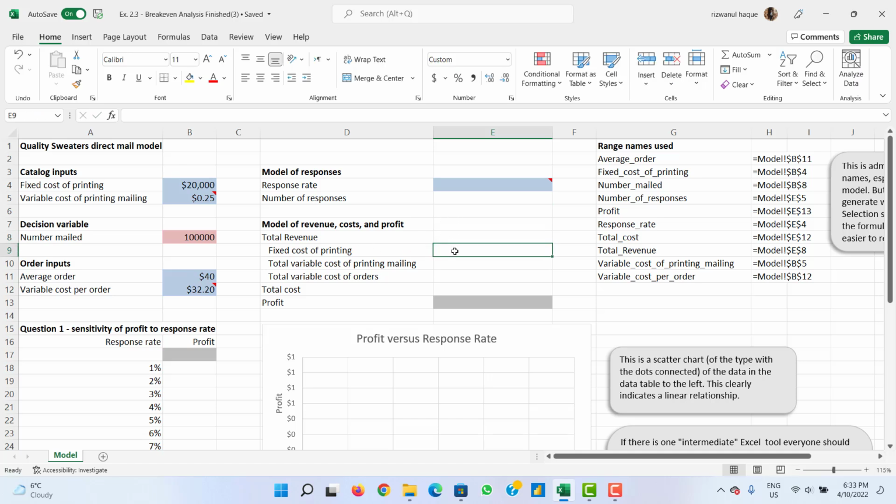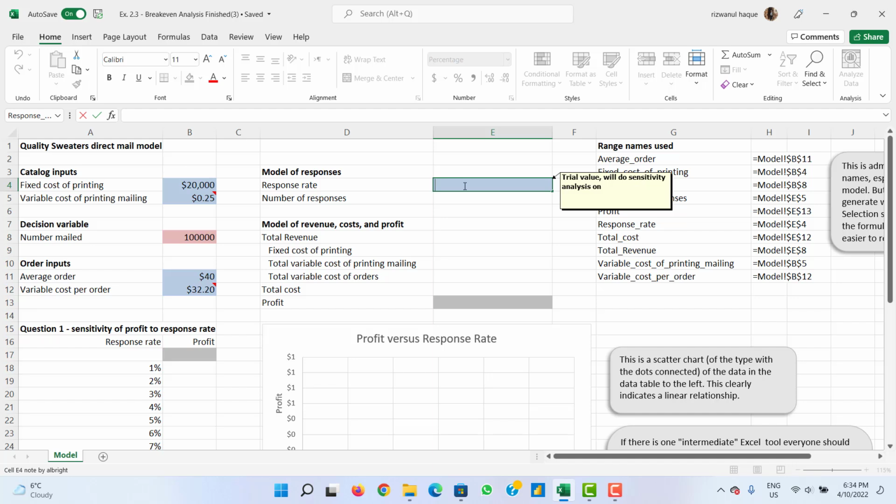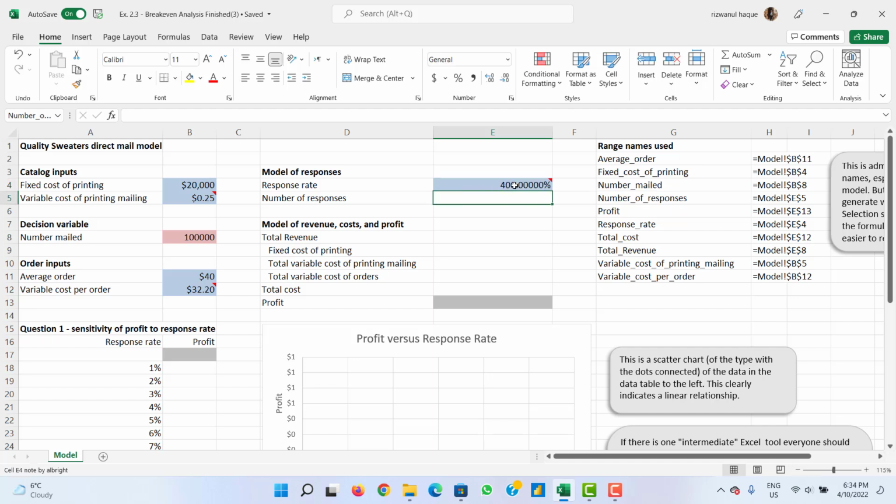It is our fixed cost of printing, total variable cost. So now my task is to calculate it. So right now I'm expecting my response rate is 4%. Now I previously arranged a name to save some time. In my last video, I showed all of these things, how you can write down the range name. So in this video I will not show you.